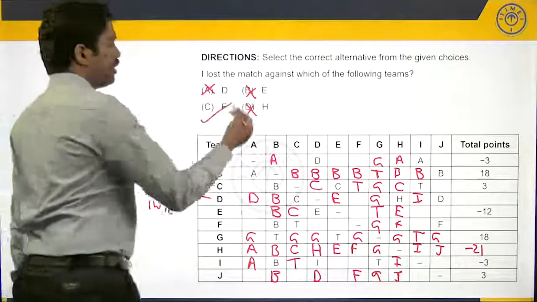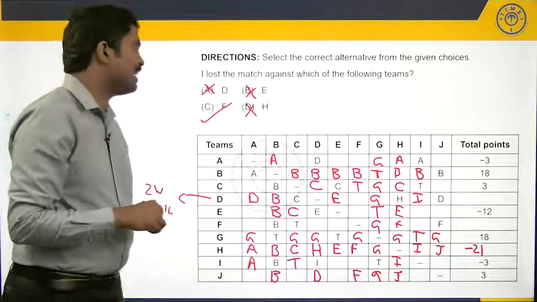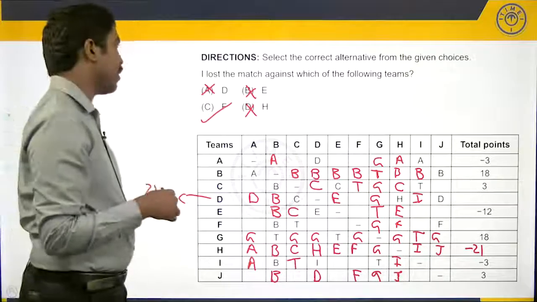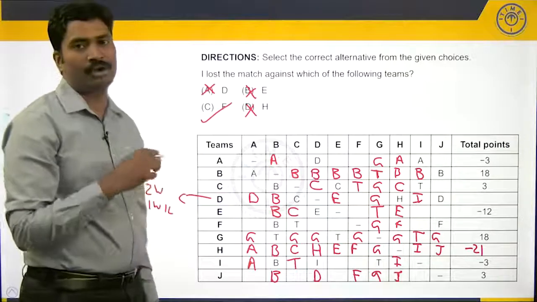Now without having to worry or fill the table, we can confidently say I lost the match against F because I won against D and E and H, all three of them. The answer is C.